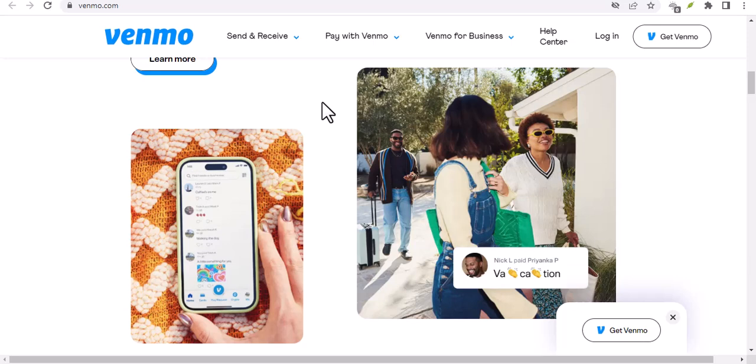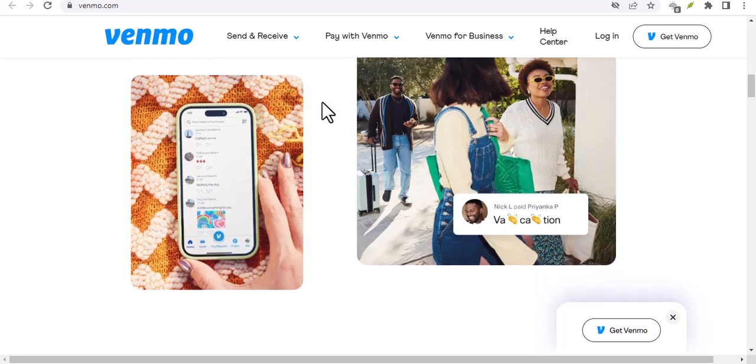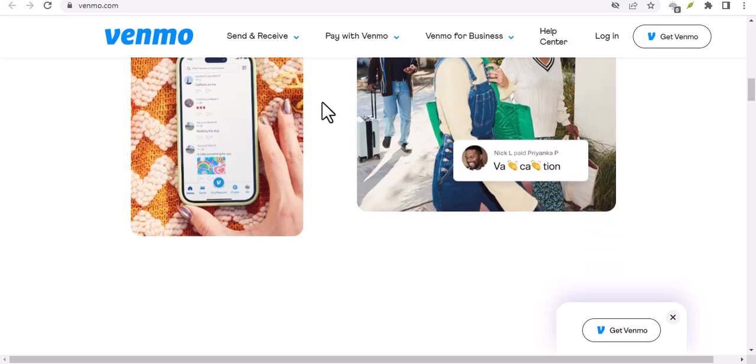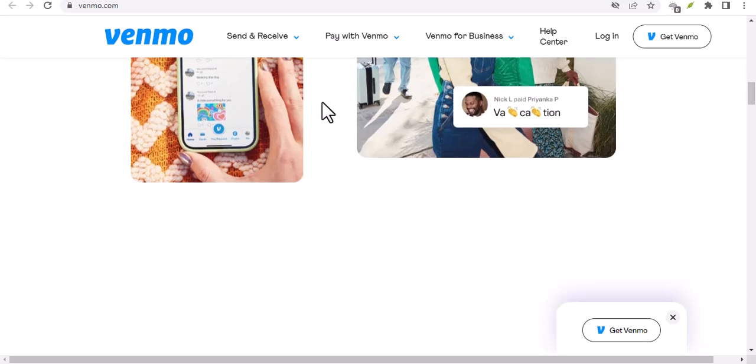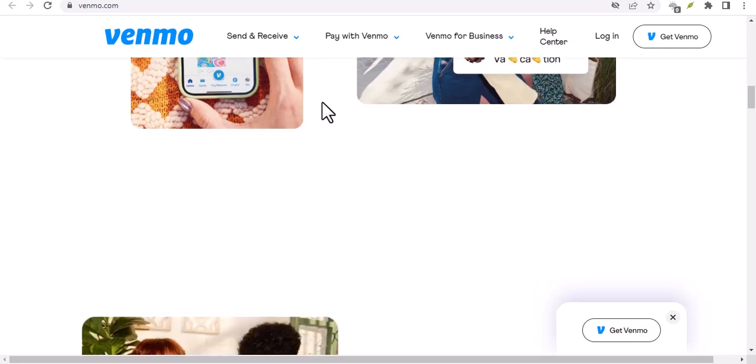You can add up to 3 bank accounts or credit cards to your Venmo account. You can set up a personal or business account. You can use Venmo to send money to people in over 30 countries. You can use Venmo to pay for things in over 200,000 stores and restaurants.